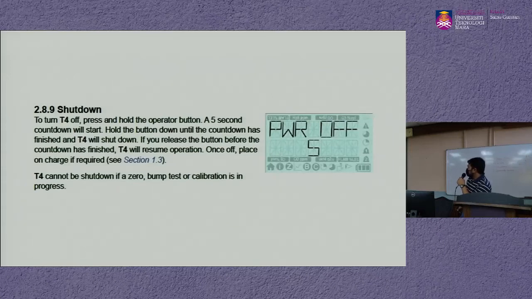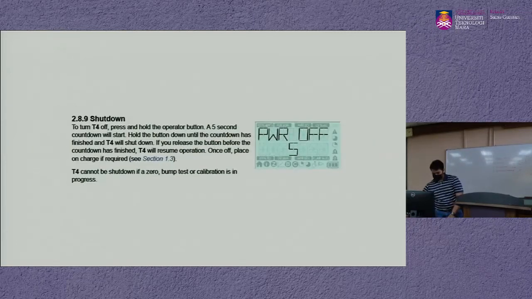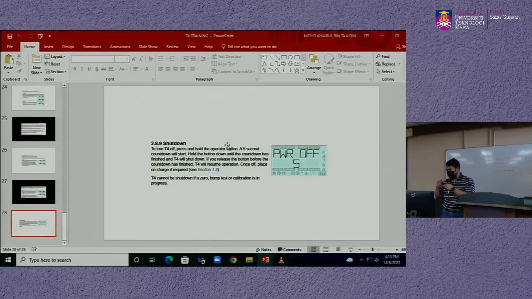T4 cannot be shut down if zero or bump test calibration is in progress. So usually this is not the case. But if we want to shut down, we just press the operator button for more than 5 seconds, then it will shut down, power off completely. Okay, so that is our training slides for Crocon T4.